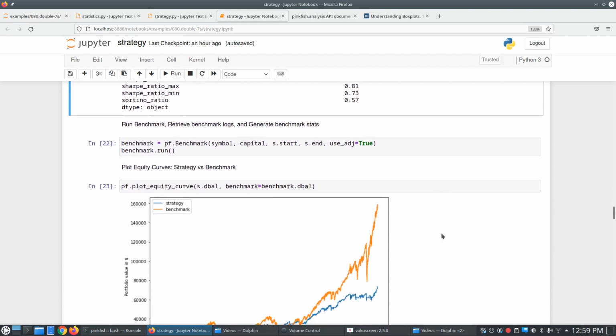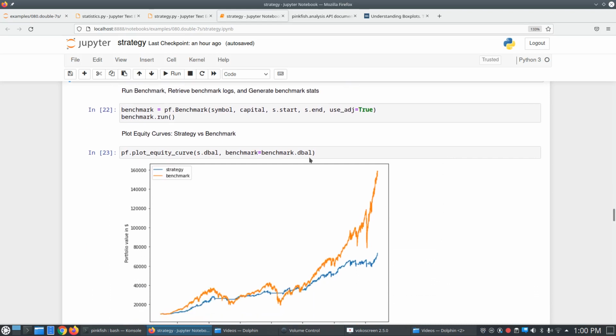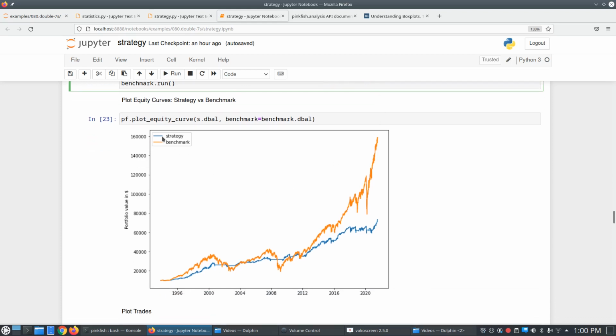I'm going to scroll down here, and we're going to look at the comparison against the benchmark. So we run the benchmark, and with the benchmark, we want to set use adjusted to true, because that gives you a truer picture of if you were actually holding SPY, you would be benefiting from the dividend payments. So we want to set that use adjusted to true. That represents a dividend reinvestment.